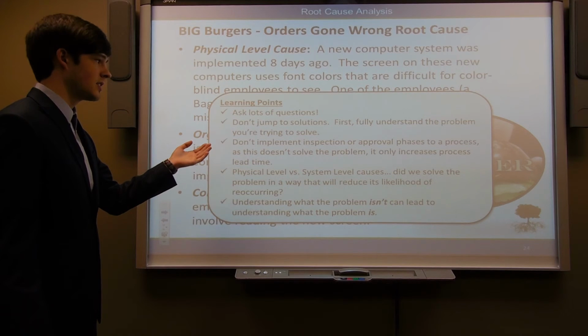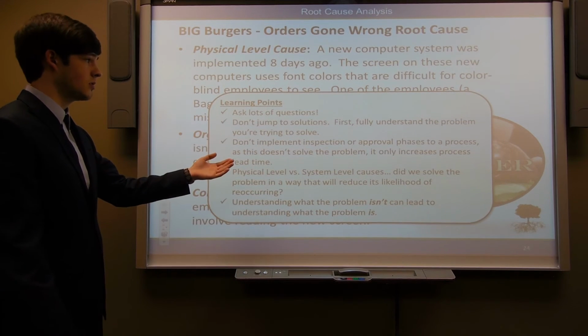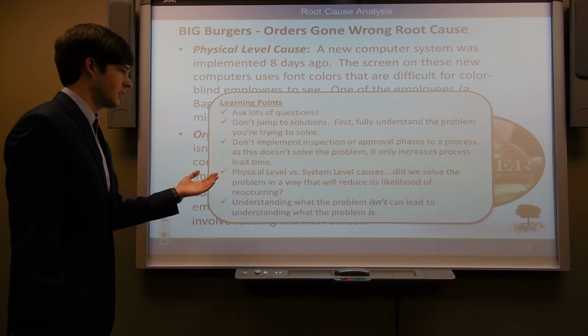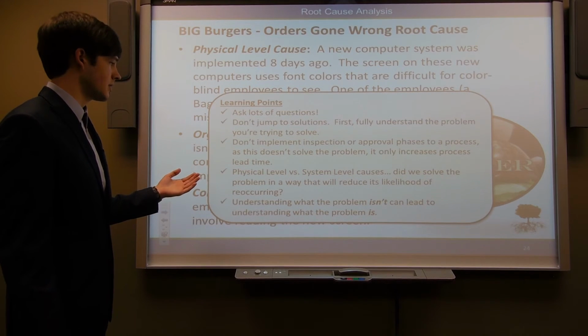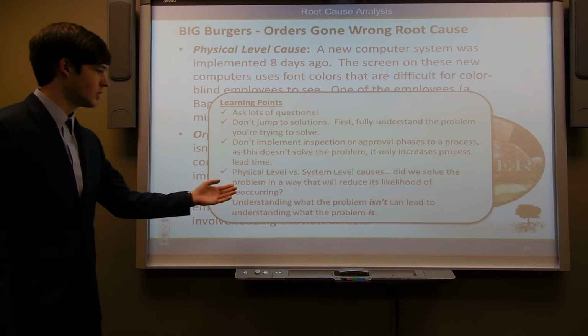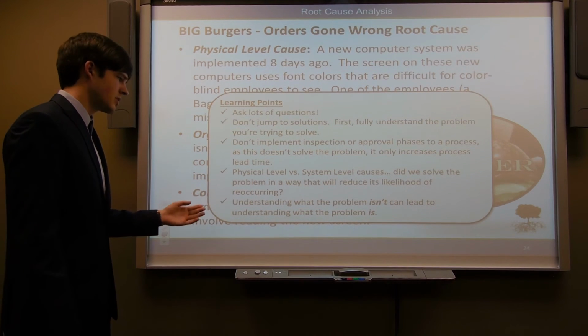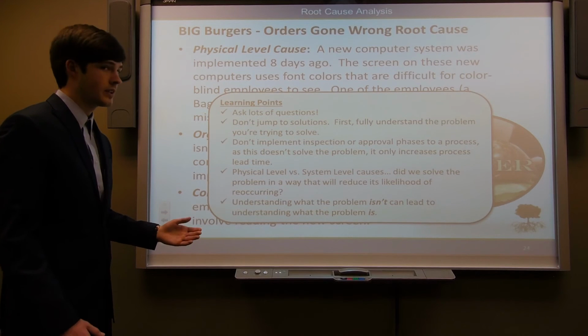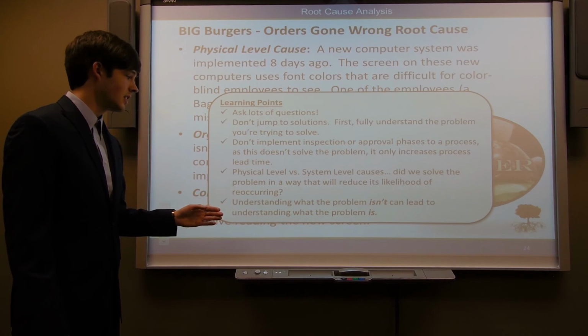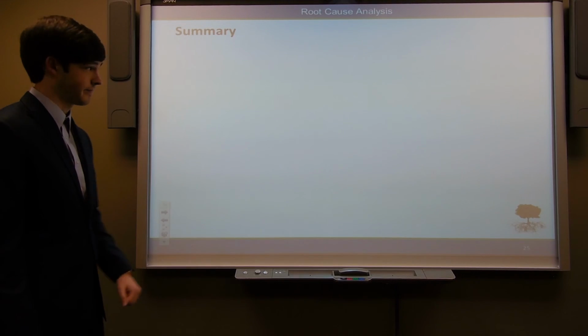Learning points. Ask lots of questions. Don't jump to solutions. First, fully understand the problem you're trying to solve. Don't add inspection or approval phases to a process, as this doesn't solve the problem. It only increases process lead time. Physical level versus system level causes: did we solve the problem in a way that reduces the likelihood of reoccurring, which is very important. Understanding what the problem isn't can lead to understanding what the problem is.